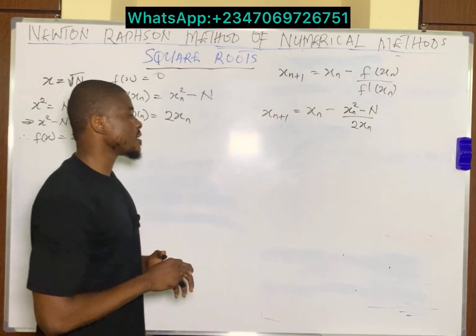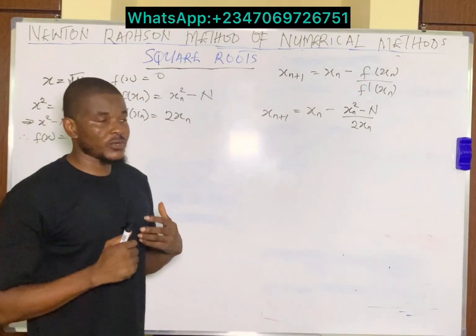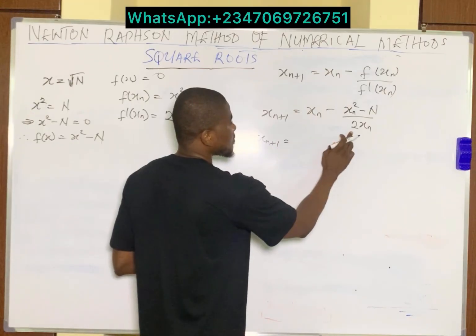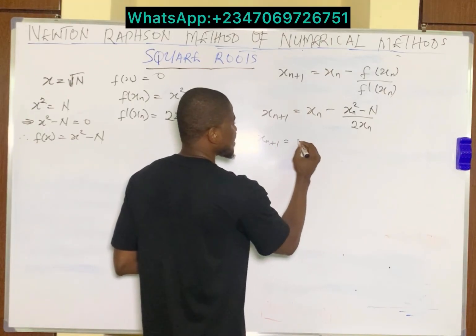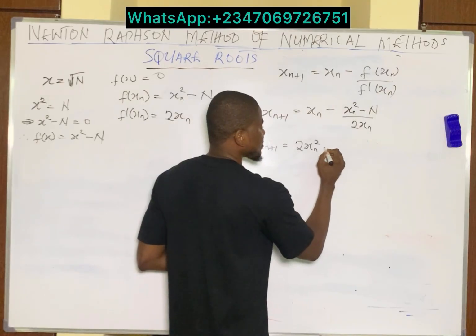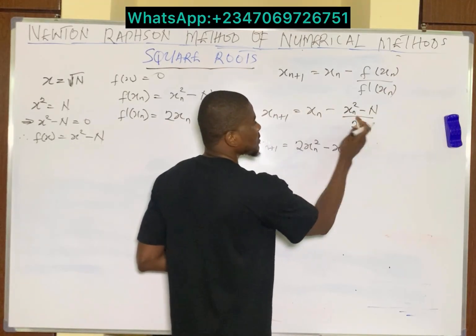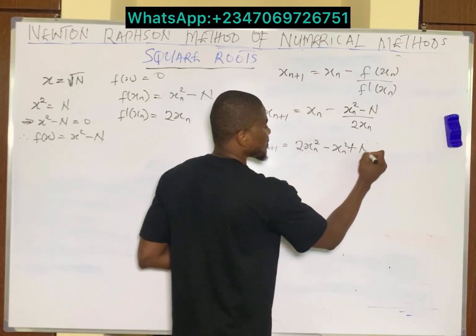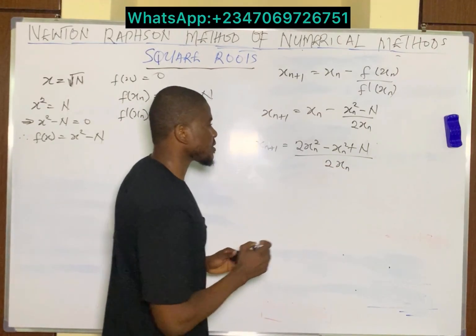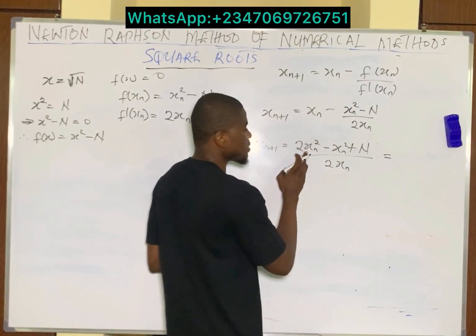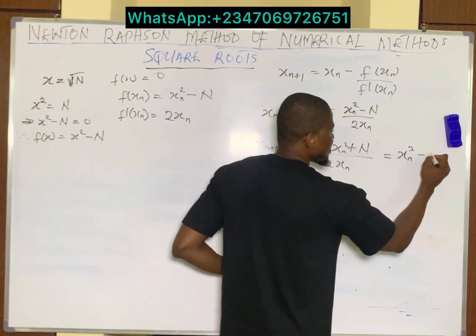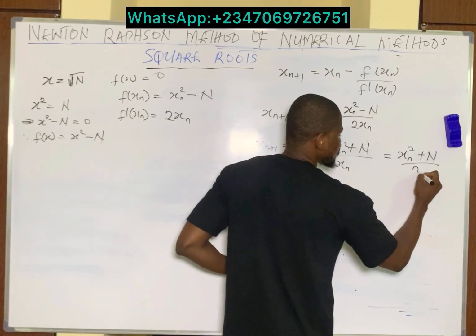And you have this. Now, you can simply cross multiply. If you do this, x n plus 1 simply becomes 2x n multiplied by x n, that gives us 2x n squared, minus x n squared there becomes negative x n squared, and minus times this minus here becomes positive. So I have plus n all over 2x n. So you can evaluate this to be equal to 2x n squared minus x n squared, that simply gives us x n squared plus n all over 2x n.